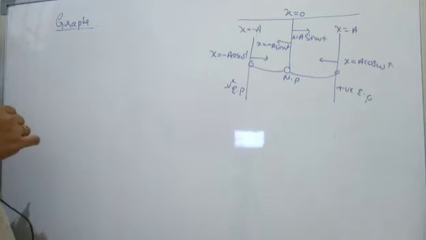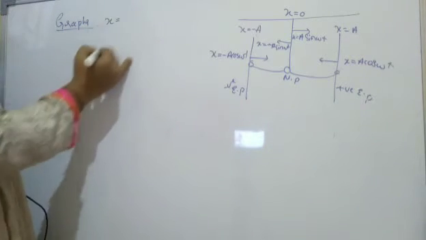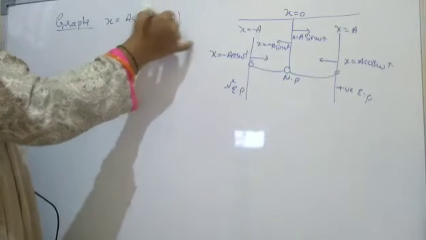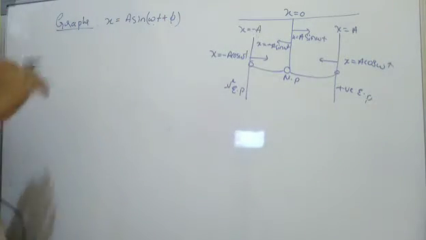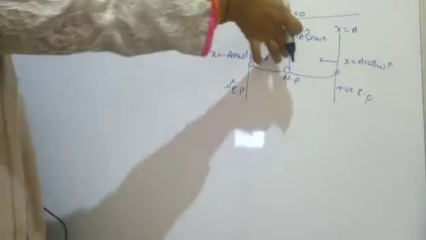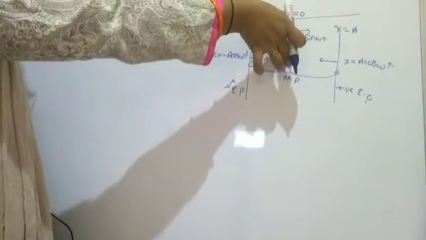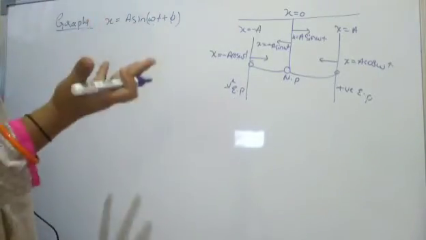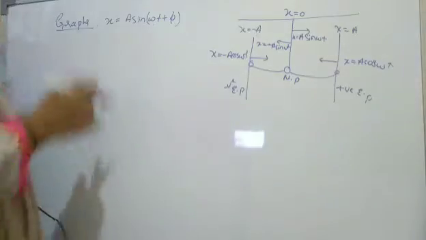Now let us go ahead with one example. We have a general equation x is equal to a sine omega t plus phi. This is also the general equation of a particle executing simple harmonic motion. Here phi is not there at the mean position, right? At the mean position when t is equal to 0, phi will be making no angle. That's why phi will be equal to 0 here, and the remaining part is a sine omega t.